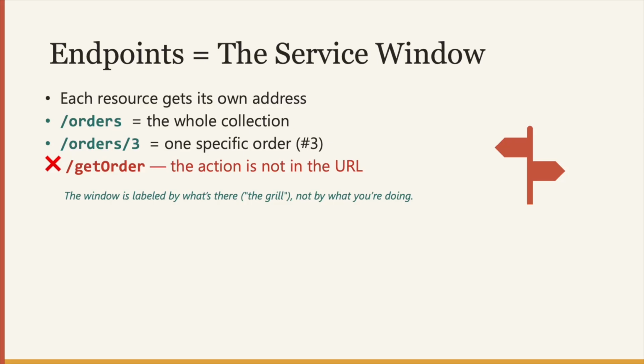The trap people typically fall into is writing /get_order. That is a mistake because action doesn't belong on the signage. Think of a real kitchen. The window is labeled by what is there, like the grill or the salad station, not by the task you are performing. You bring the action separately using standard HTTP verbs like get or post. You go to the grill window and get a burger. You don't build a separate window for the act of cooking itself.